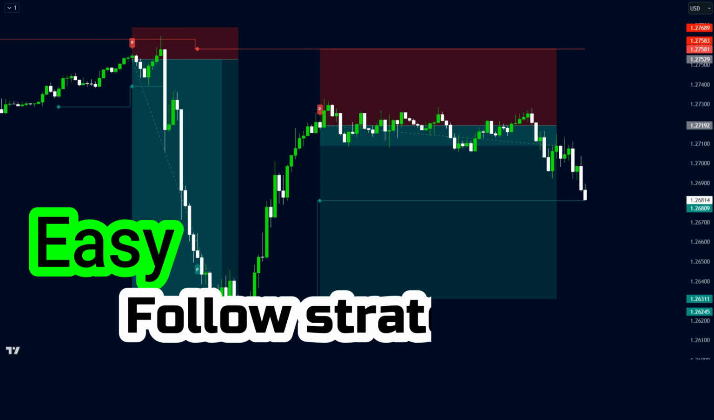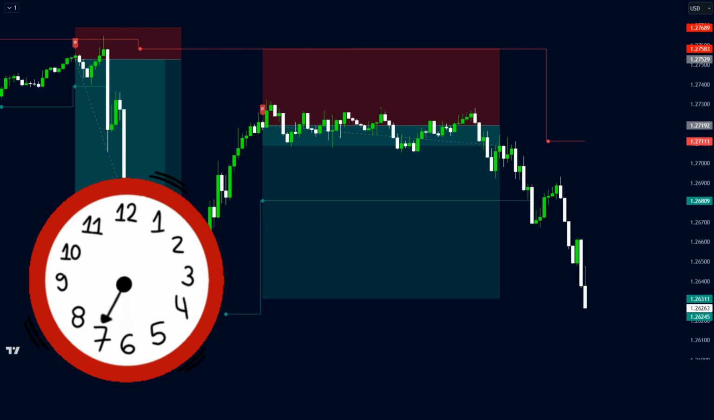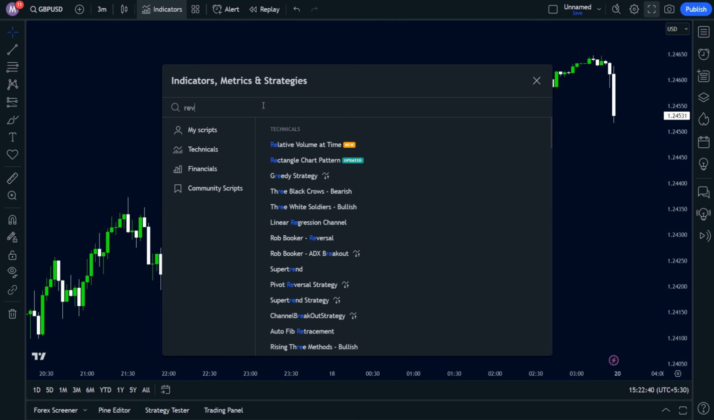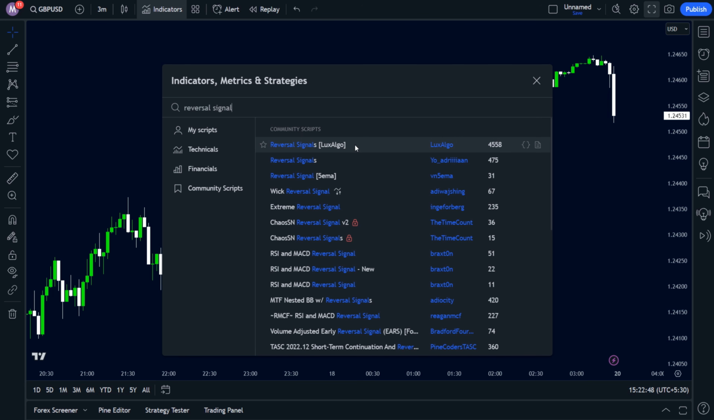This is the most easy to follow trading strategy that'll take 1 minute of your time to learn. First, go to Tradingview and we're gonna search for reversal signal, and then click on this one right here.